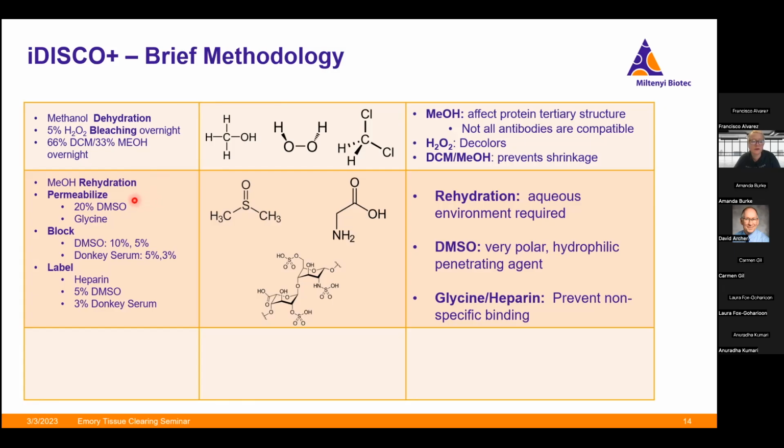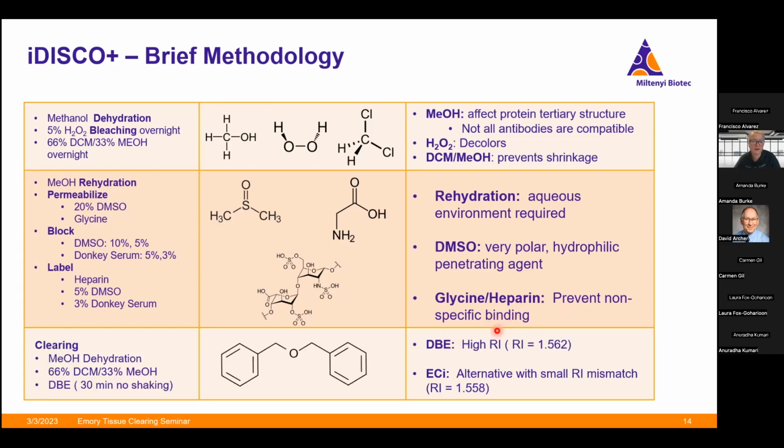So we're going to block, and then we're going to label with our antibodies, with heparin, DMSO, and then again with that donkey serum if you're not using recombinant antibodies. So you may notice that for the iDISCO, I added a little plus, and that is because the protocol has been updated with some enhancements. And one of those was that they found glycine and heparin prevent non-specific binding.